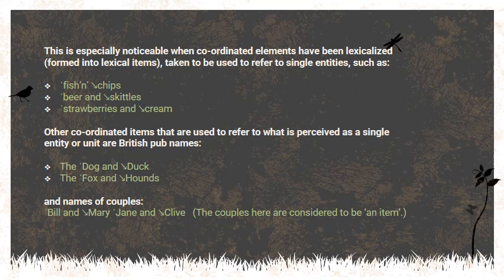Other coordinate items that are used to refer to what is perceived as a single entity or unit are British pub names: the Dog and Duck, the Fox and Hounds, and names of couples like Bill and Mary, Jan and Clive. The couples here are considered to be one item.